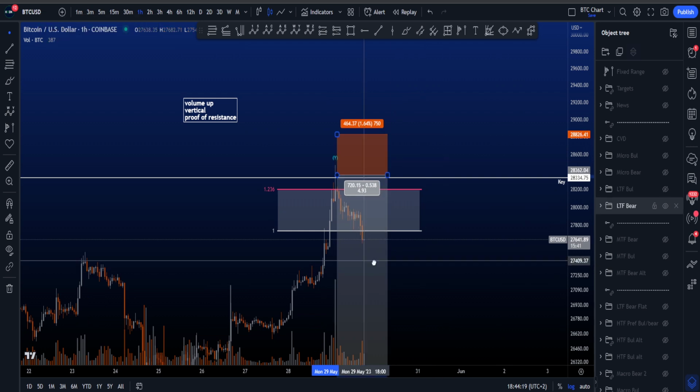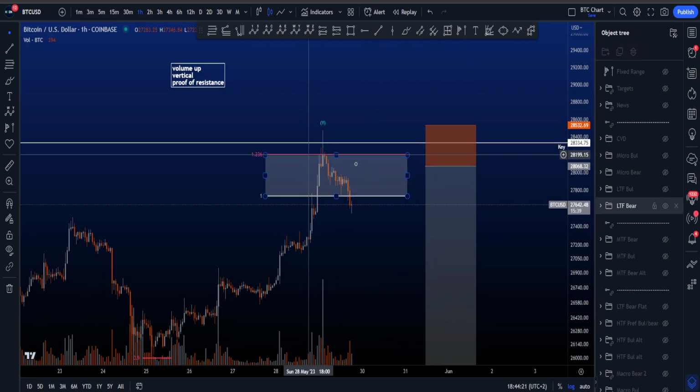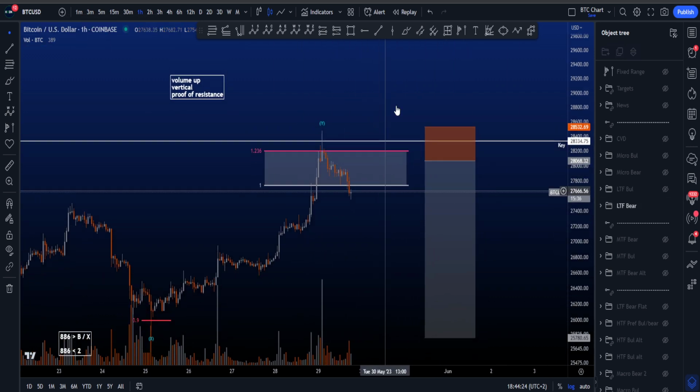And then of course, based on your own strategy and your own plan, you can wait and see if there's a potential entry over here for a short or not. We wait and see what price does.